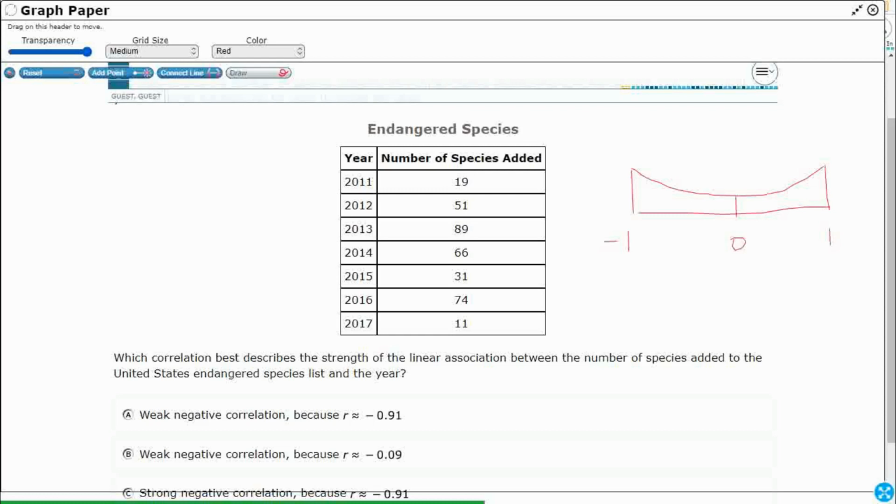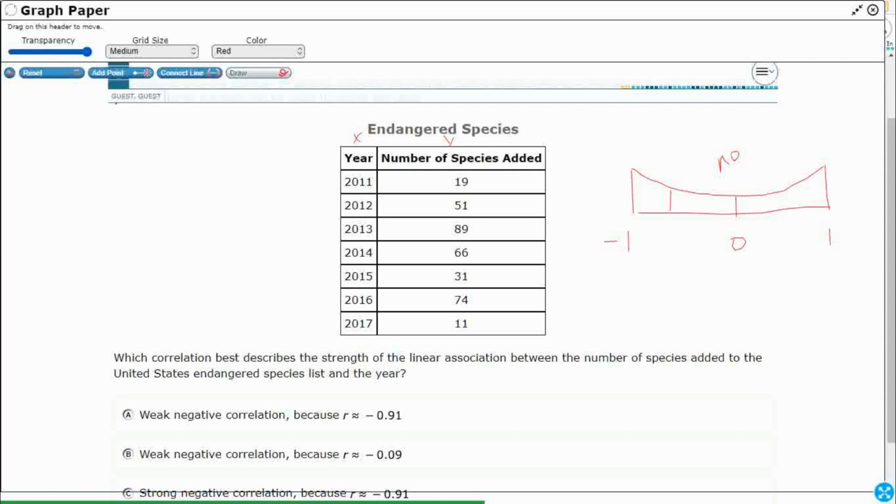So if you have a correlation that is trying to relate these two variables, one variable being the year, if we wanted to graph this, it is a linear relationship. We can put that on a graph. So this 0 is going to be no correlation. There's no relationship between the year and the number of species added right here.